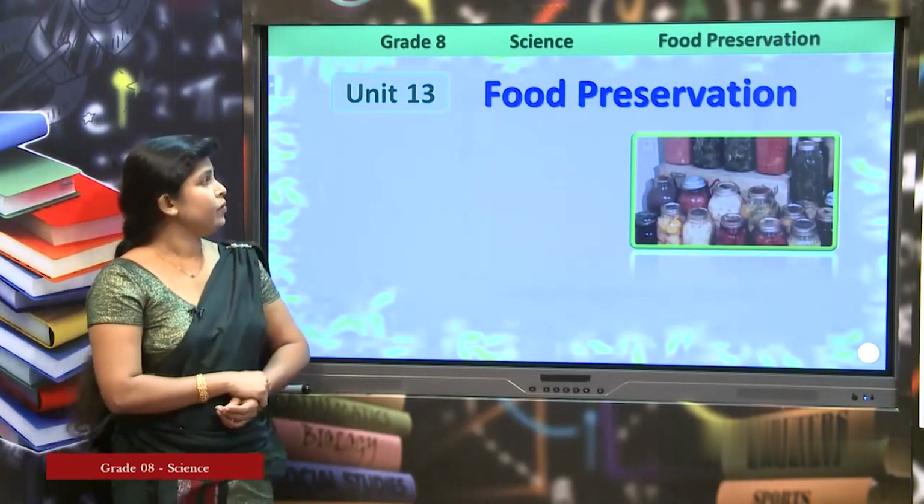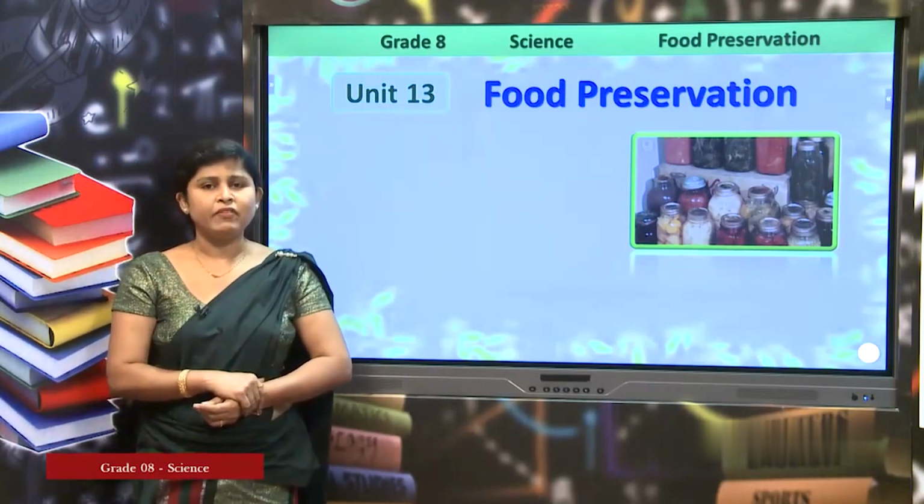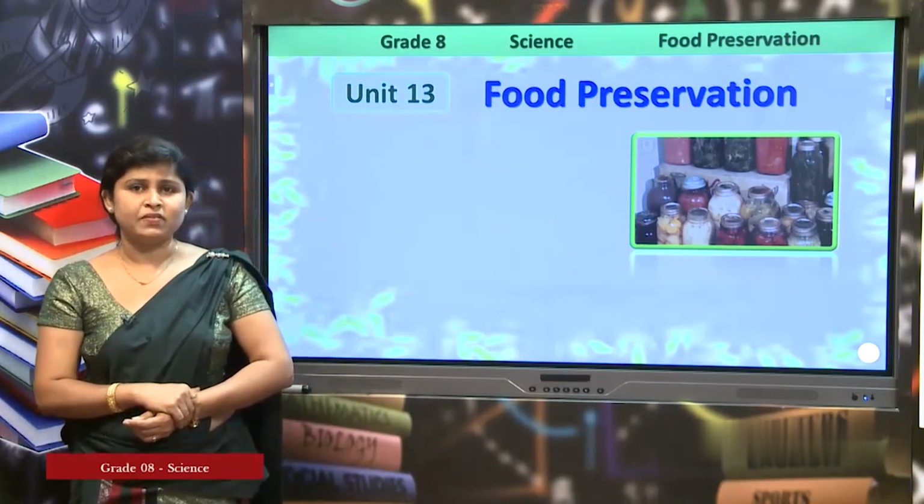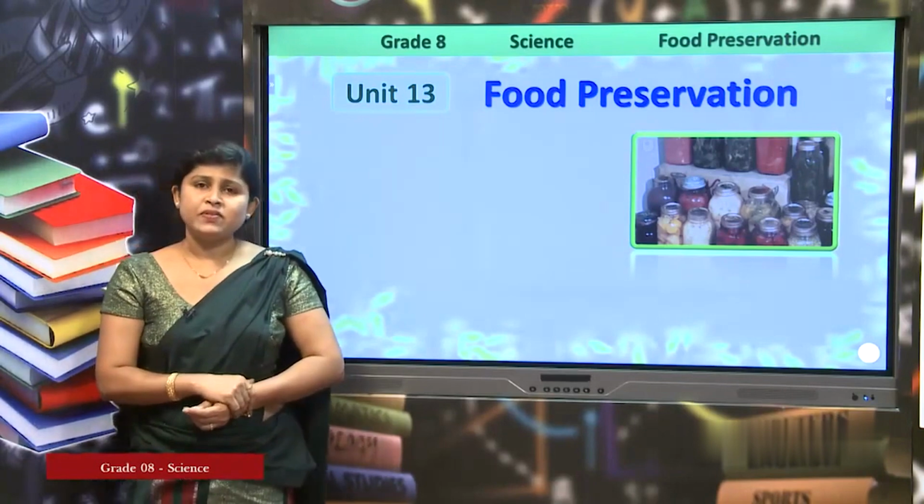Unit 13, food preservation. Actually, I would like to explain to you what food preservation is. Food preservation is a process of making food stay longer by artificially controlling the factors that affect the growth of microorganisms. That is known as food preservation.